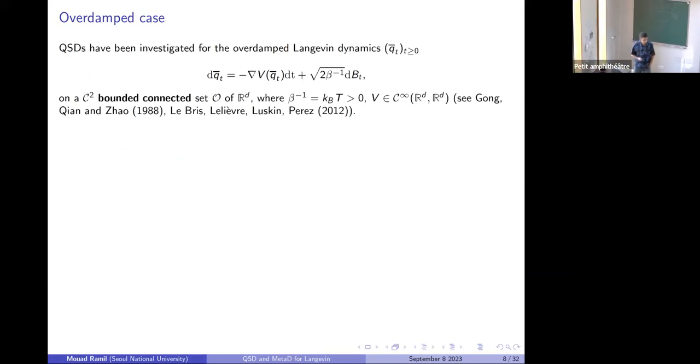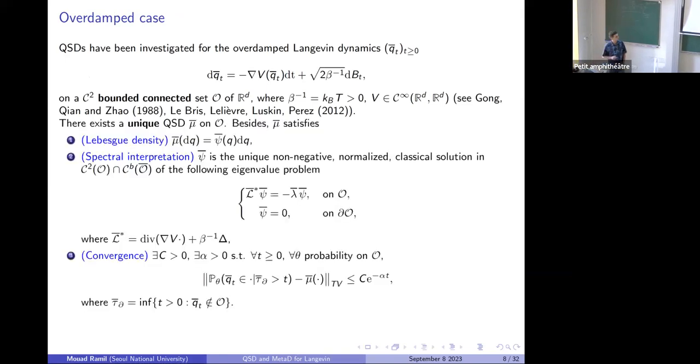This existence and convergence question was answered for the overdamped Langevin dynamics, if you consider a smooth bounded metastable domain, so there is a vast literature. You can look, for example, at this article. In this article by Le Bris, Lelièvre, Luskin, and Perez, they actually formalize the parallel replica algorithm using the notion of QSD. So parallel replica is well defined for this kind of dynamics. And if you sum up the results in the literature, basically you have the existence of a unique QSD, and what is interesting is that its density is a solution to some eigenvalue problem with zero boundary condition associated to the Fokker-Planck operator.